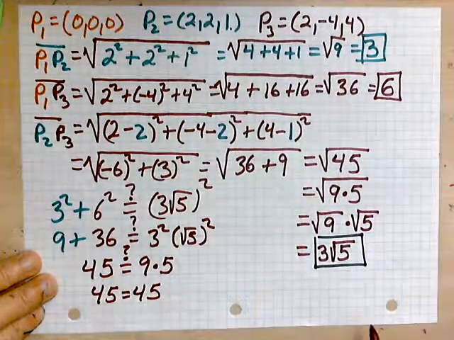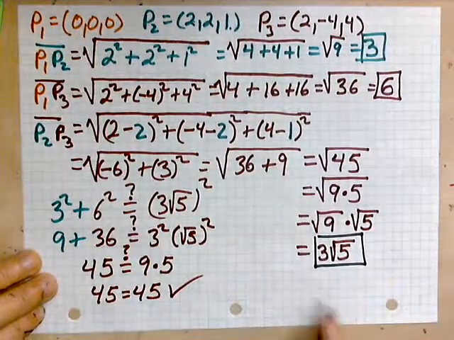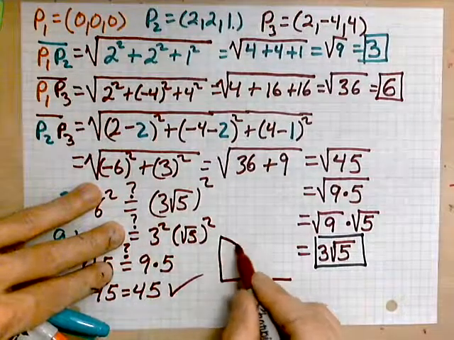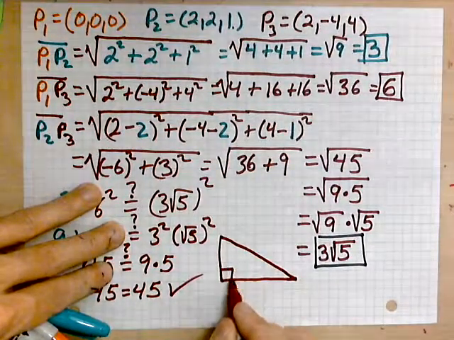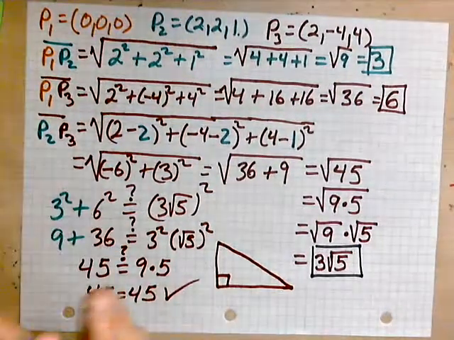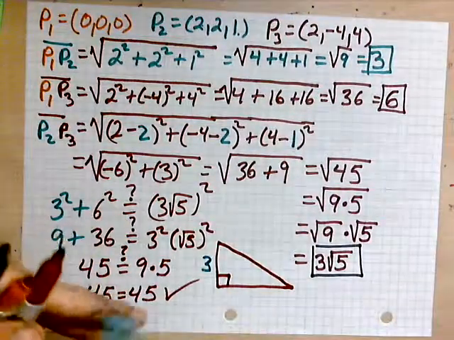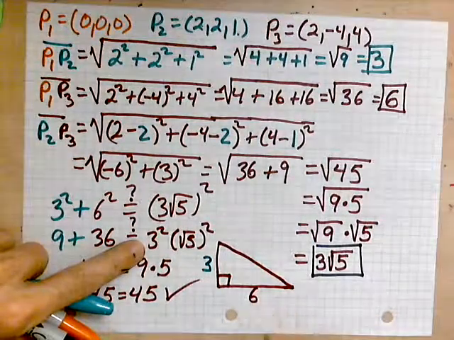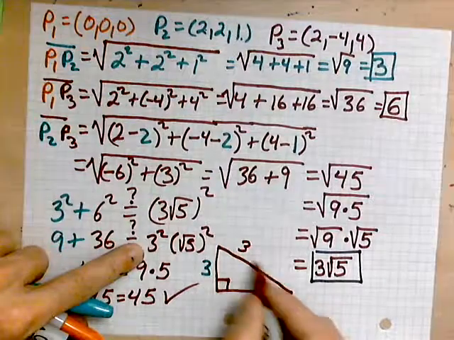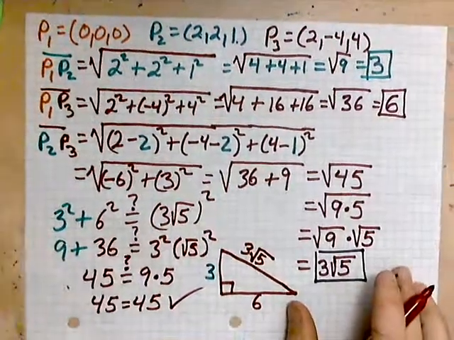Which means we can conclude that we have a right triangle. So to draw a little picture, perhaps we could draw a little triangle. Mark the angle as 90 degrees here. Label this leg perhaps as our 3. Label the longer leg here as 6. The hypotenuse we could label as 3 times the root of 5. That is the whole exercise.